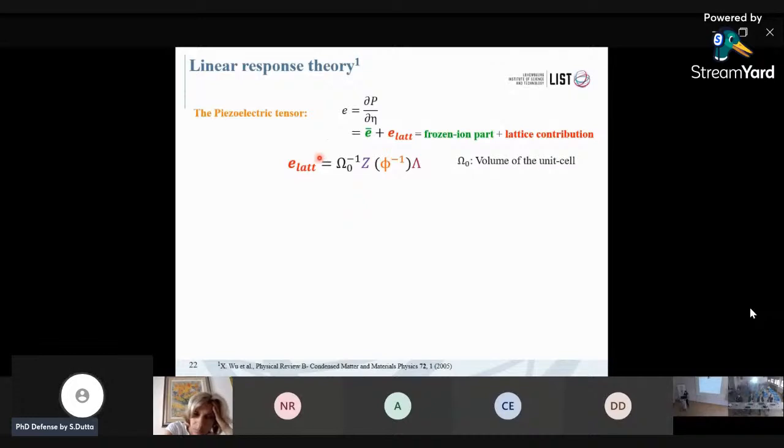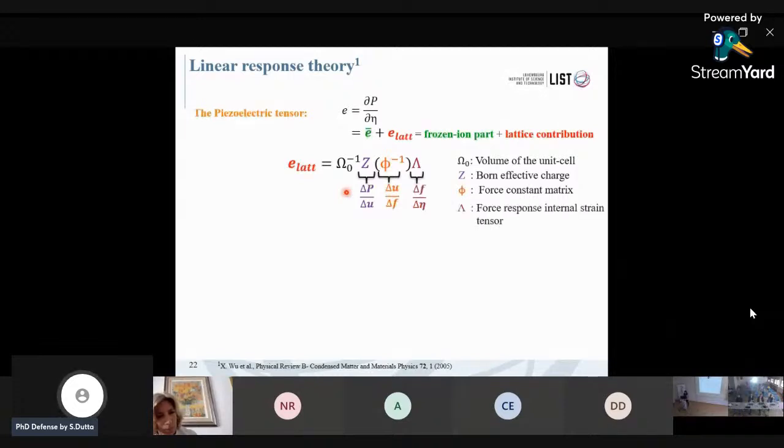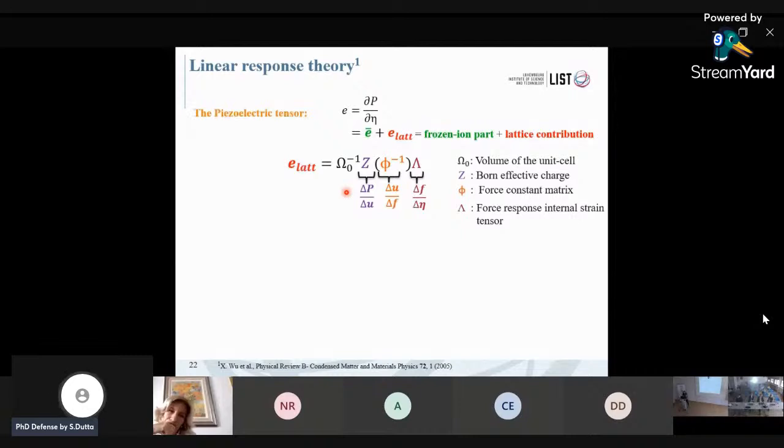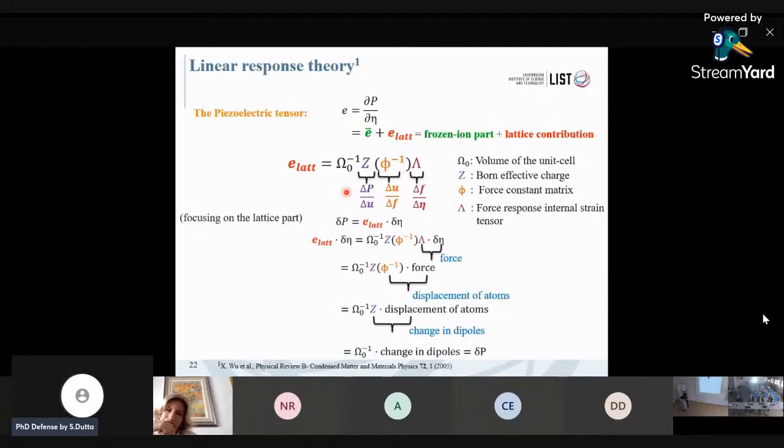This is the volume of the unit cell. This is the Born effective charge, which tells you how much your polarization changes when you displace the atom. This is the inverse of the force constant matrix, which tells you that when you apply a force, how the atom will displace. And the last one is the force response internal strain tensor, which is the force felt by the atoms when you apply strain.